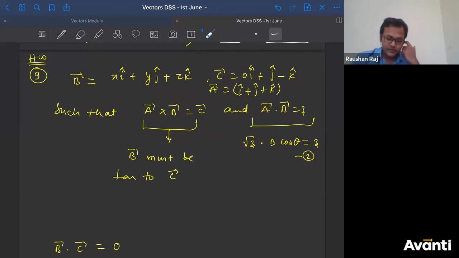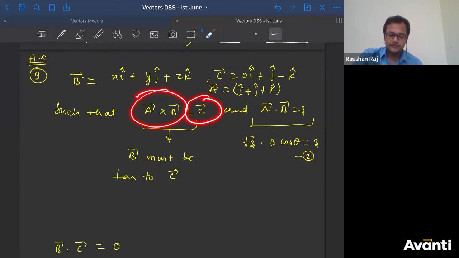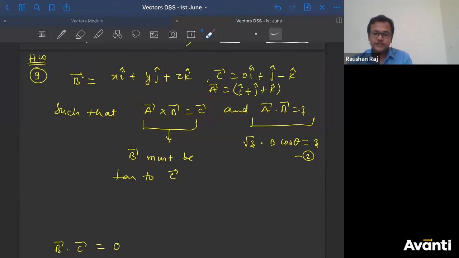Got it? Did I use this part? No. So I'll find A cross B and equate it with the C vector. Then I'll compare the I cap coefficient, then the J cap coefficient, then the K cap coefficient.